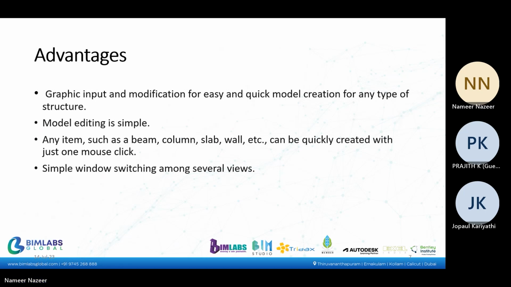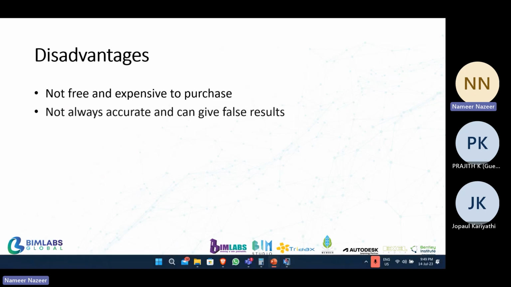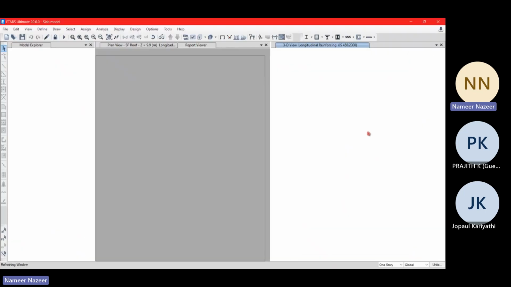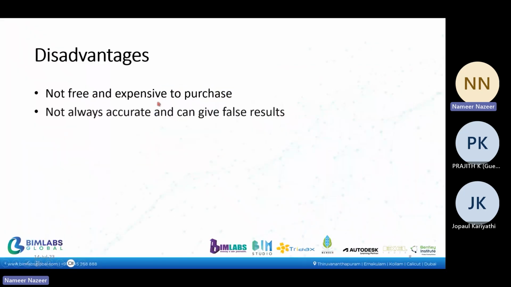Now, disadvantages. What are the disadvantages? So as you can see, it is not free. It is very expensive to purchase. As the ETABS software is a structural designing software, right? So it is very expensive to purchase. It is not always accurate, like we saw over here, right? The overstraining was shown because it is not always accurate. It will sometimes give false results. So these are the disadvantages of the ETABS.